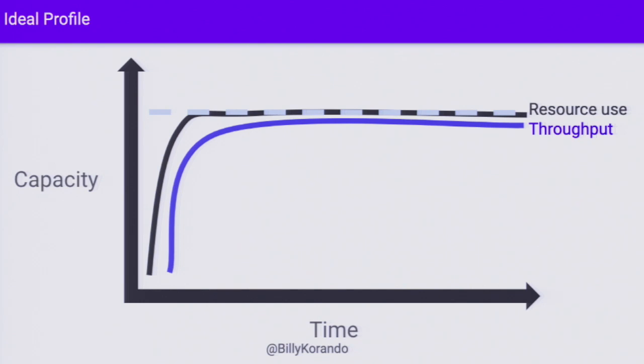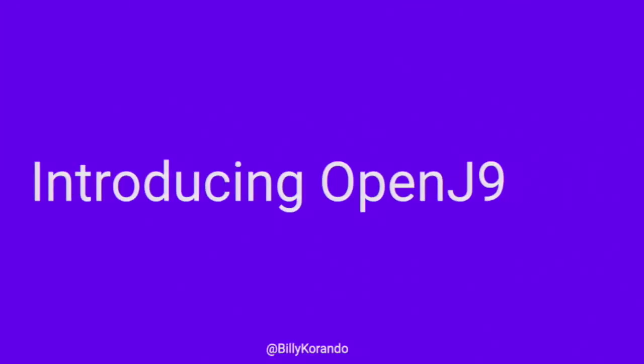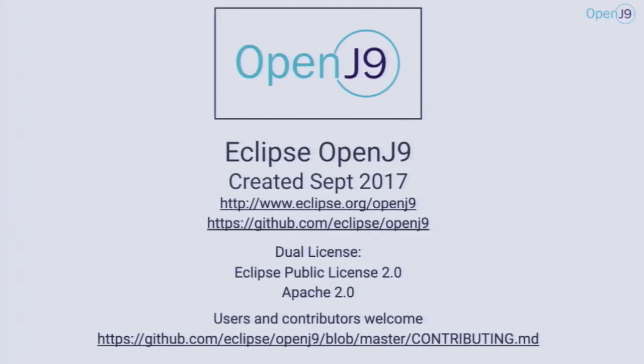So ideally, a profile would look like this. It would start up rapidly. There wouldn't be any peak in resource usage, and then of course our throughput can get going just as quickly as well. So this is where Eclipse OpenJ9 comes in. Eclipse OpenJ9 is an open source project that IBM backs.